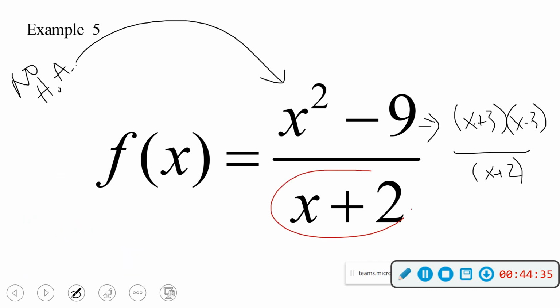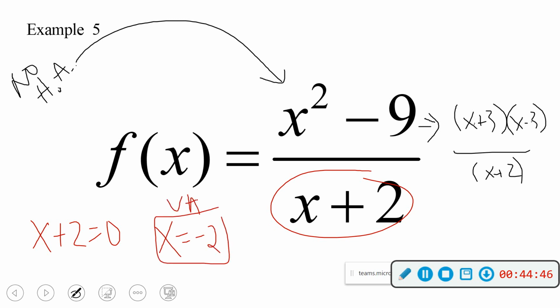Will there exist a vertical asymptote? Yep. And we are able to identify it in the same way. Take the bottom. You can even do this mentally. Solving, we get x equals -2. This is the equation of the vertical asymptote.